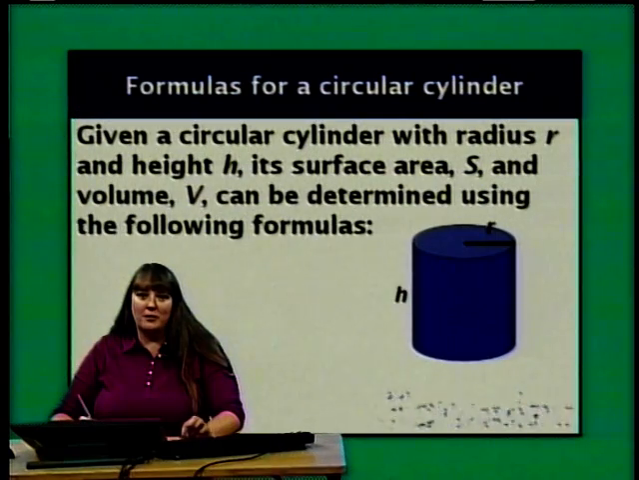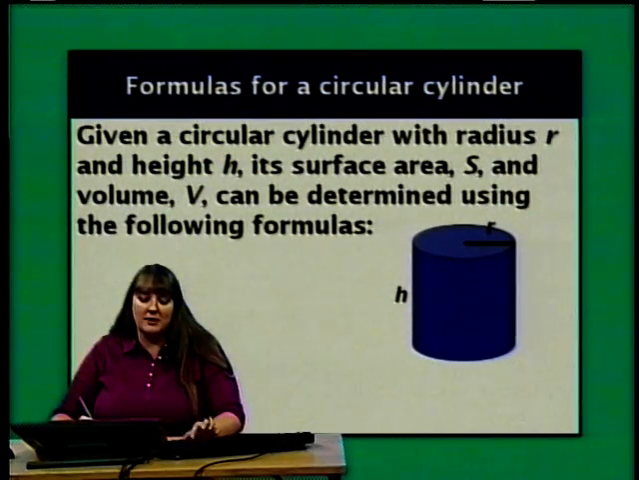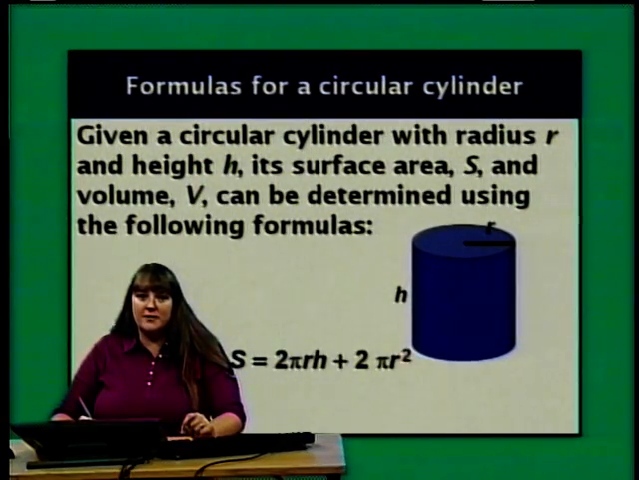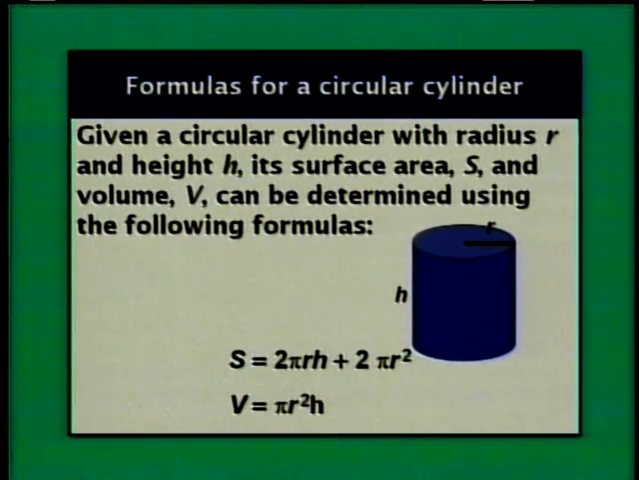Well, let's look at our formulas for a circular cylinder. We just developed one of them. Given a circular cylinder with radius r and height h, its surface area S and volume V can be determined using the following formulas. So the surface area we saw was the area of a rectangle plus 2 times the area of a circle. So we get 2 pi times the radius times the height plus 2 pi r squared. To compute the volume of the circular cylinder, we need to take pi r squared and multiply that by h.